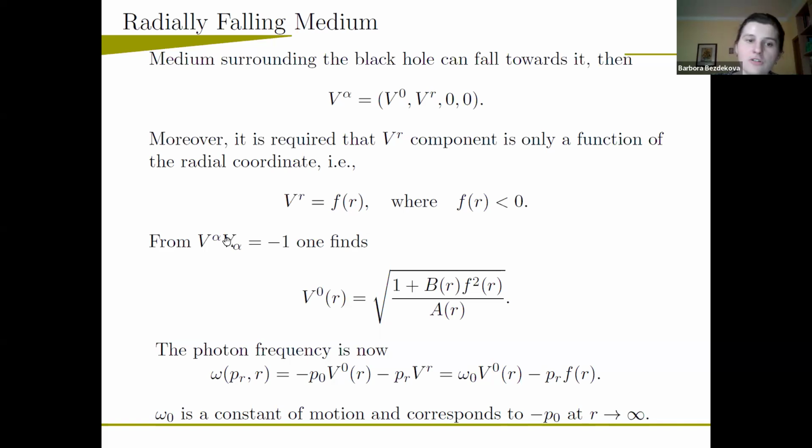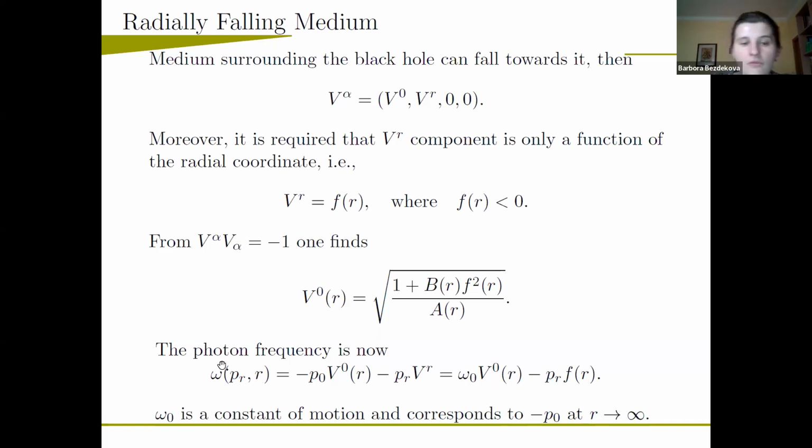From the normalization condition on the velocity, I can calculate this form of V naught, but in the final results I will just keep V naught, and I know that I can plug this form in everywhere, but for compactness I won't do that. Here I also assumed that P naught is actually a constant of motion, and I can define it as the wave frequency at infinity. For cosmetic reasons I will call it omega naught, equal to minus P naught, just because it is convenient, but it is a small change.